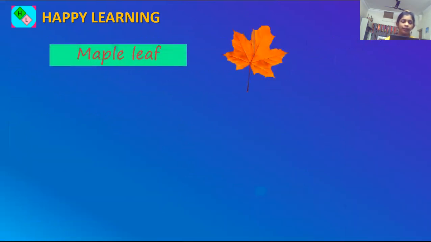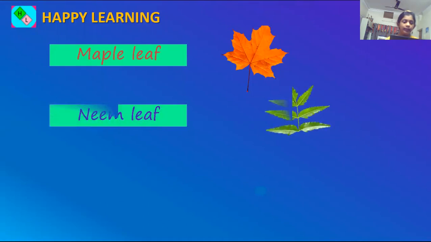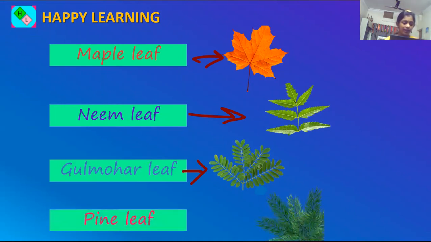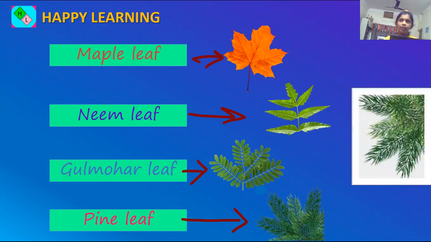First let us see all the leaves one by one. The maple leaf looks like this, the neem leaf looks like this, the gulmohar leaf looks like this, and last is the pine leaf, which looks like this. According to the question, our given image was this. Yes, it matches the pine leaf. So our answer is pine leaf.